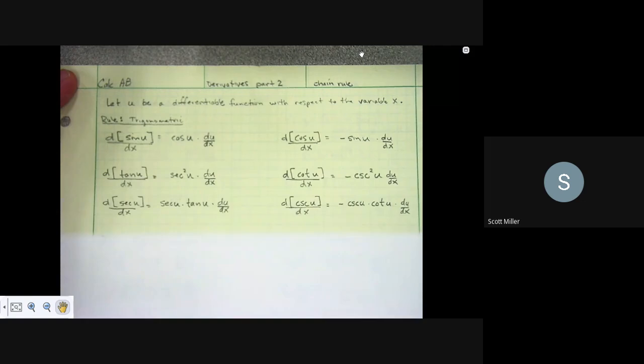So here are some rules that we're going to use. These are the derivative rules. And again, this is the rule you want to memorize. It is based off the chain rule. We'll look at these, and then we'll show you how the chain rule works and a bunch of other things.